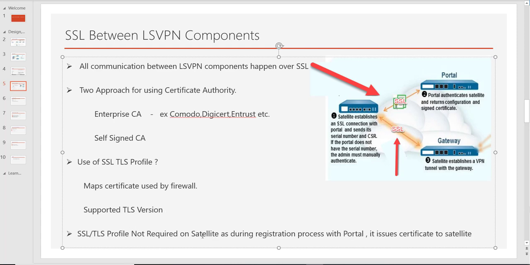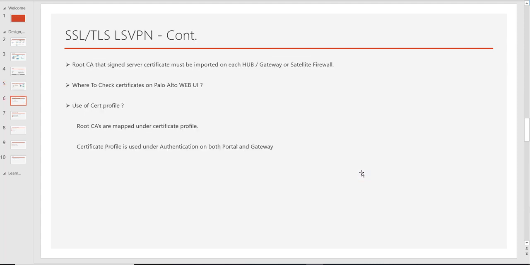Next point is SSL profile is not required on the satellite, as during the registration process with portal, it issues the certificate to the satellite firewalls. So as we discussed earlier, when the satellite authenticates with portal, the portal sends them the certificate. So we don't need to create a separate SSL profile, because there is no VPN termination happening on satellite firewall. Basically, we don't need any SSL/TLS profile there.